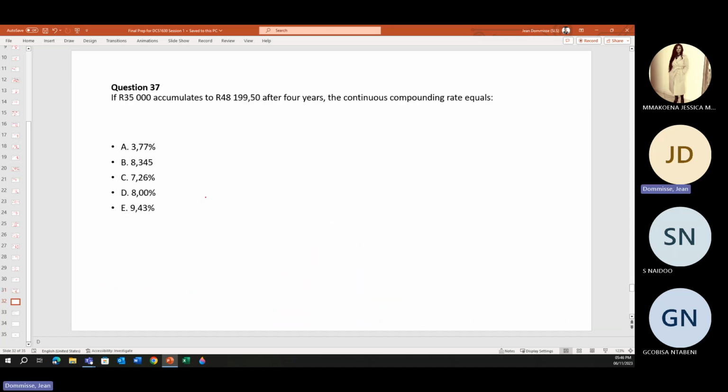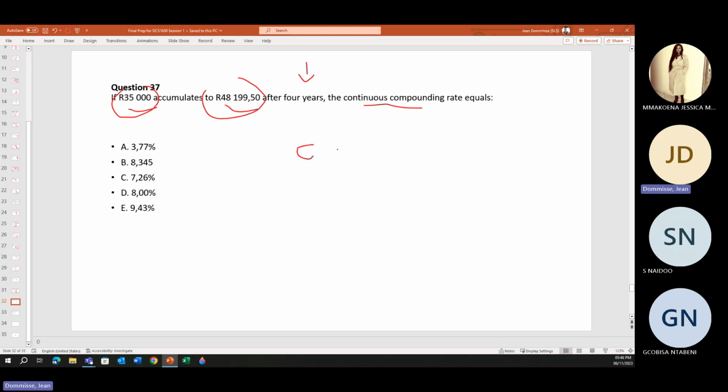Okay, so then another one that was a repeat. This was really a lot in this summary pack nearly. We need to work out the continuous compounding rate. They tell us what the present value is, what the future value is, and they tell us the period.